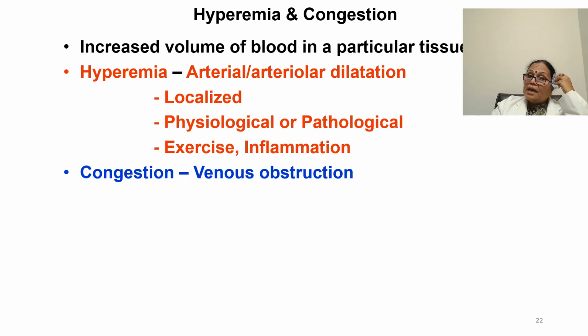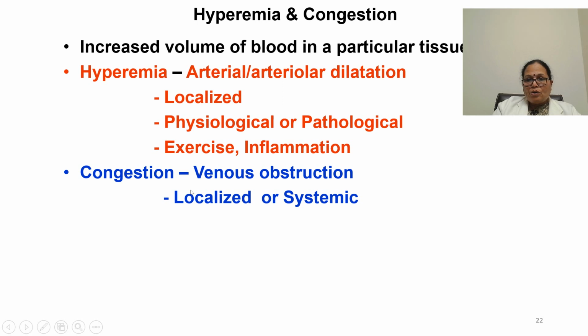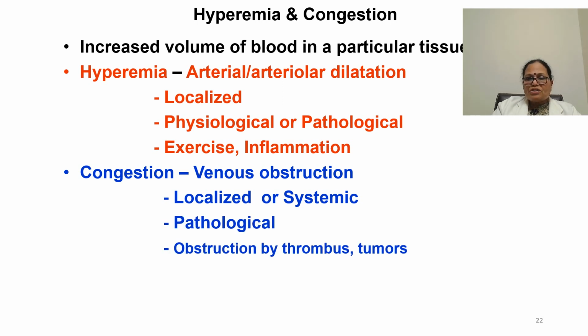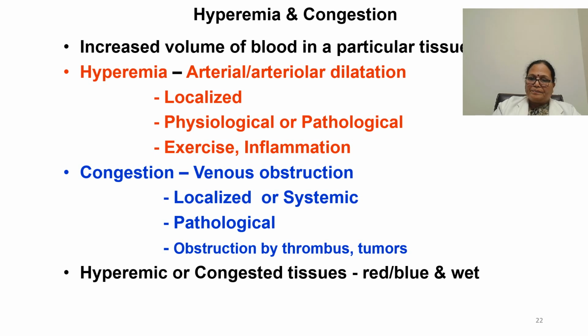See, if you look at the slides which I have put in, what is the color of the words which are coming? Hyperemia is put in red. That means it is arterial. Congestion I put in blue. That means it is venous obstruction. It can be localized or systemic and pathological. And obstruction by thrombus or tumors can occur. Hyperemic or congested tissues are red, blue, and wet. Okay. Red, blue, and wet.